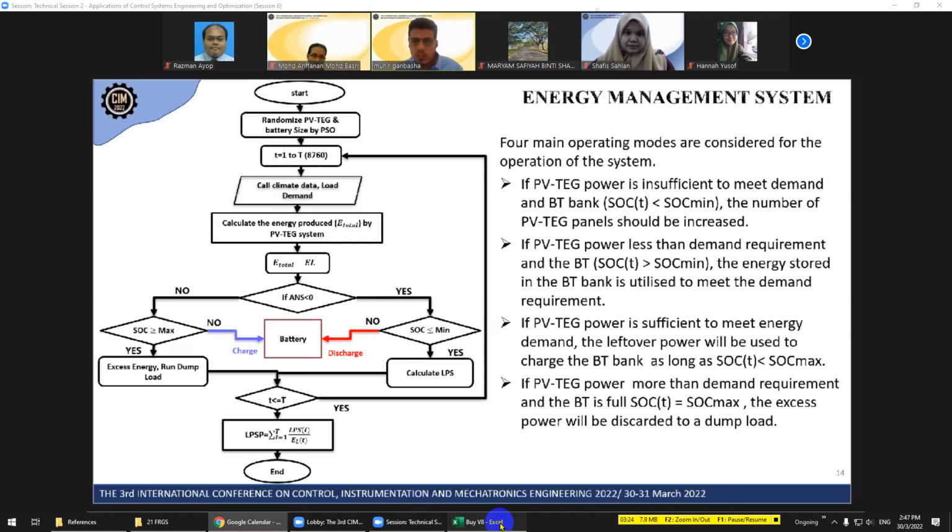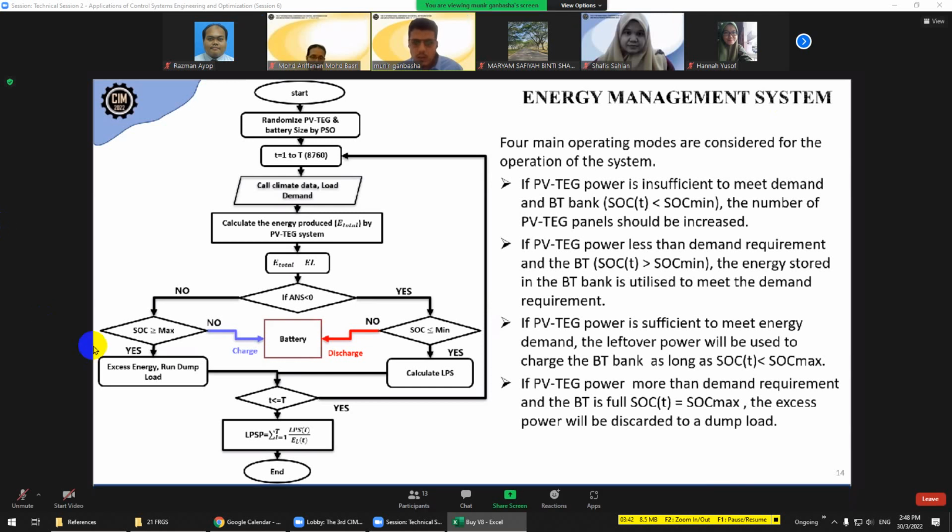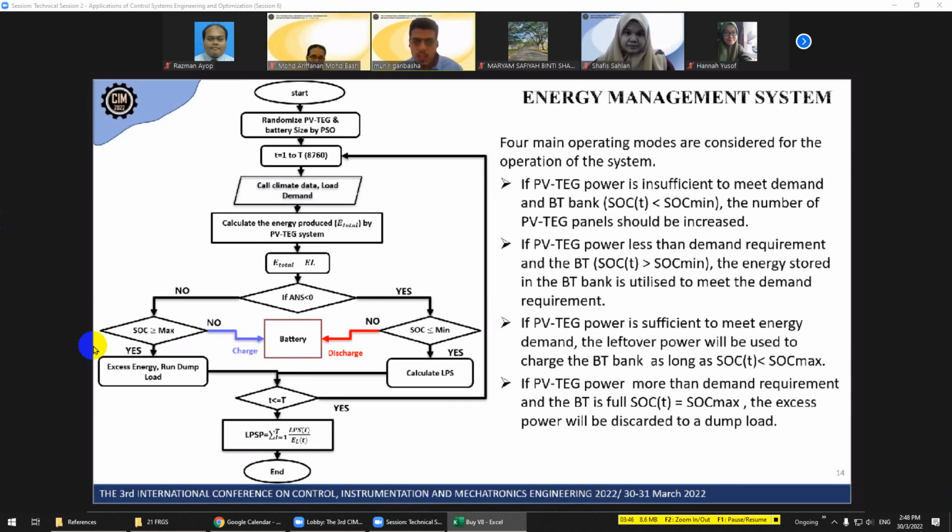Second operating mode: if the power from supply is more than demand and the state of charge is more than the maximum value, in this case, the dump load will be operated. Third operating mode: if the power from supply is less than demand and the state of charge is more than the minimum value, in this case, the storage system will discharge. Lastly, if the power from supply is less than demand load and the state of charge is less than the minimum value, in this case, there is a loss of power.